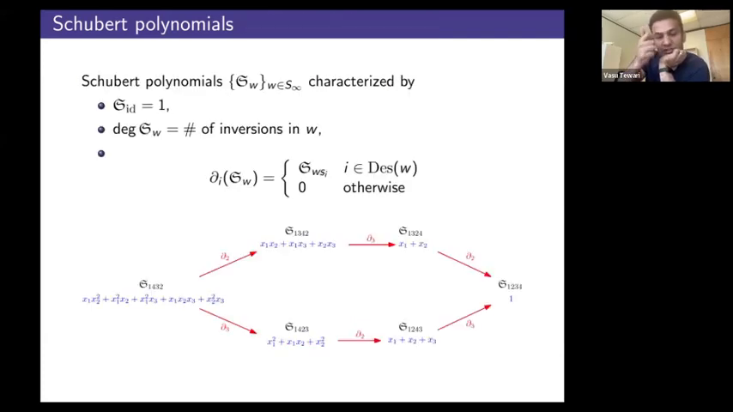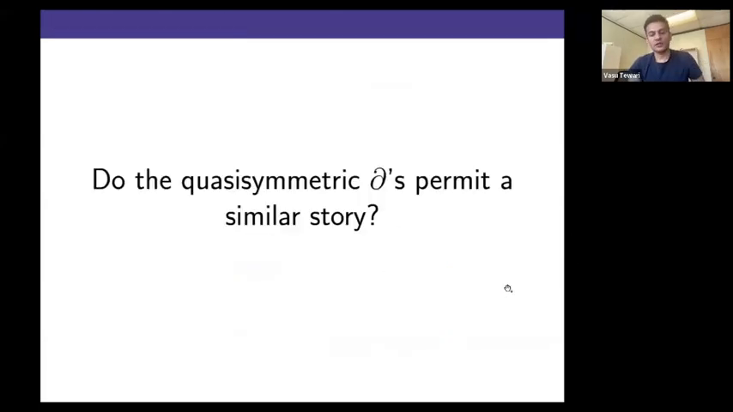Just a figure to go along: that characterization does not immediately imply that these Schuberts have non-negative coefficients in the monomial expansion. But they do. So here's a little graph that shows how you act on Schuberts, applying dels, and you eventually become 1. Okay, so here's the overarching question: what can one say about these quasisymmetric dels that I introduced earlier? So what's the analog?